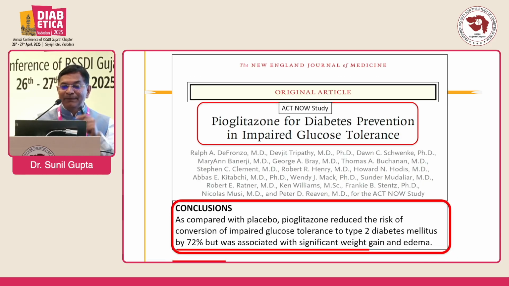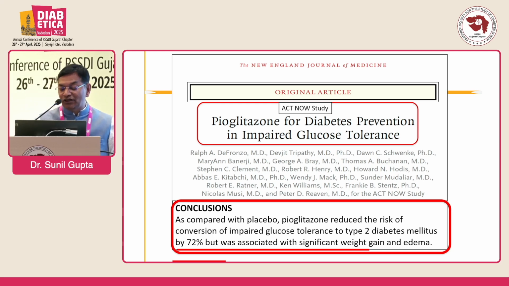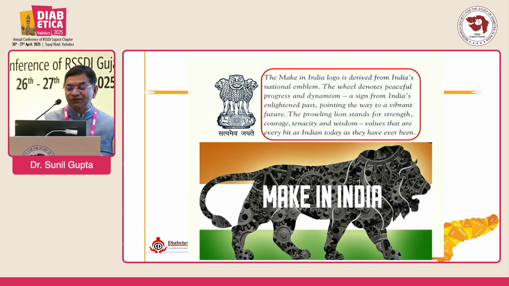Then pioglitazone, this is the ACT NOW trial, where pioglitazone was used for prevention of diabetes, and see the figure. There was a 72% reduction in the development of diabetes with pioglitazone. Of course, it was at the cost of weight gain and edema. So now, do we have an Indian trial?